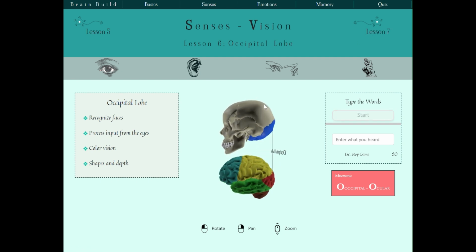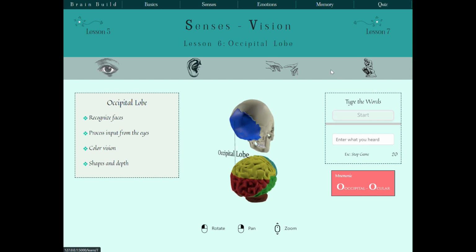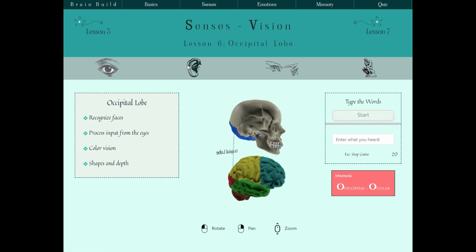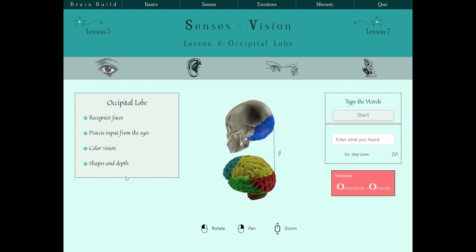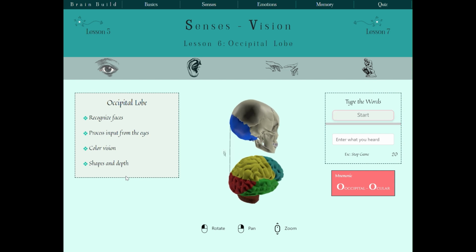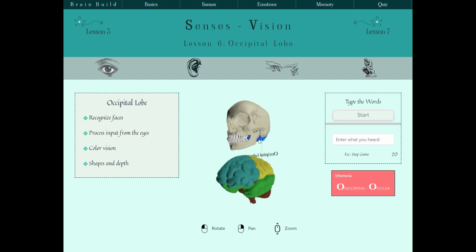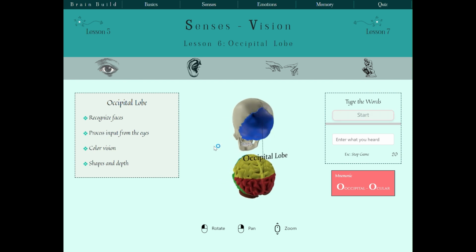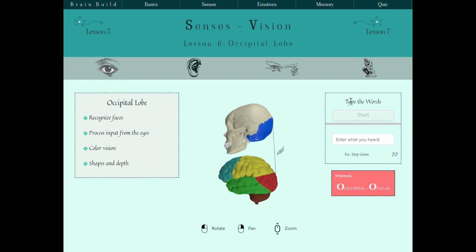Okay, vision, occipital lobe. The occipital lobe, oh, these are senses now, okay. I see these little, oh, nice, little pop-ups here. The occipital lobe recognizes faces, processes input from the eyes. It's responsible for color vision, shapes, and depth perception. We've got a skull here. The occipital lobe looks like it's on the back of the head. And it looks like we got some kind of puzzle here.